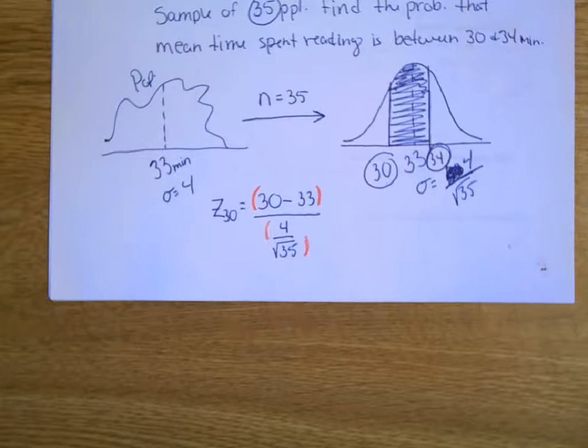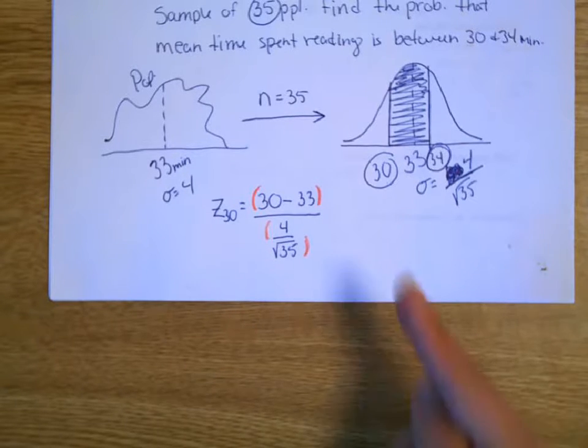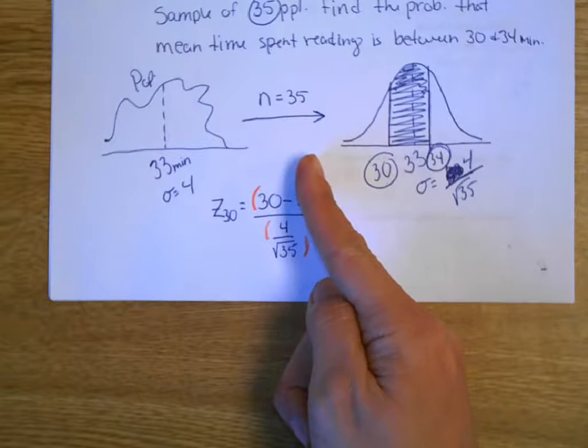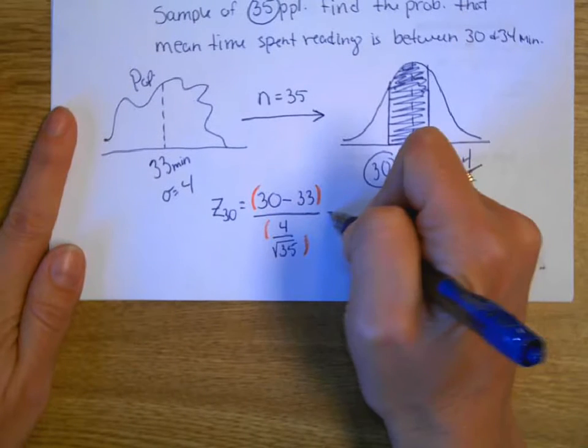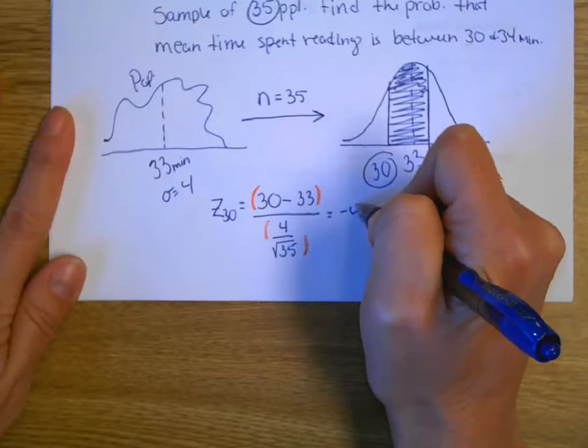What is it? Negative 4.44, assuming you round to the second place. Yep. So my graph is bad. My 30 is way back here in the tail, but that's okay. It doesn't really matter. Negative 4.44 rounded to the second place.